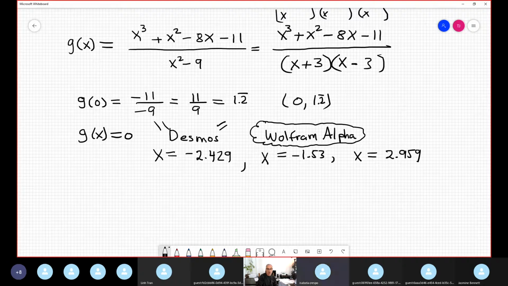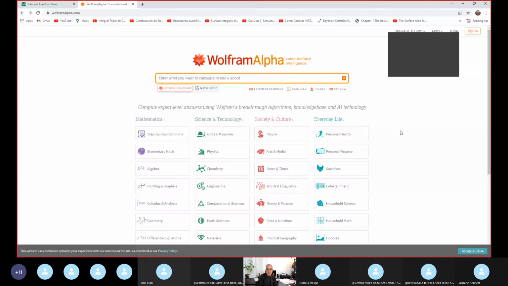It's not showing the whiteboard. No, because I tried to share the Wolfram Alpha. Do you see Wolfram Alpha? Yes.